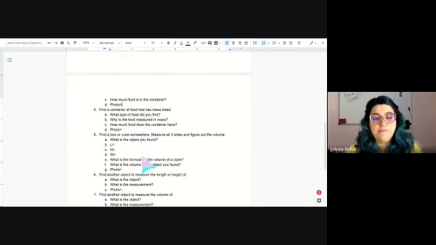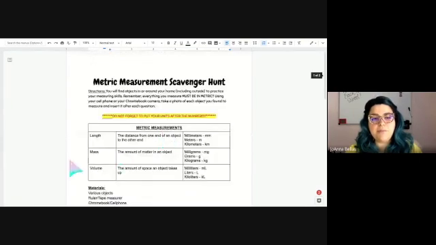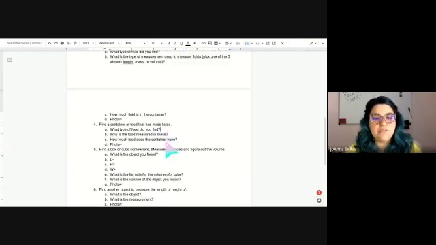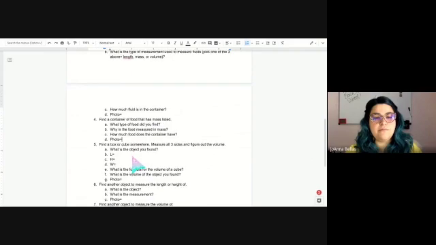Number 4, find a container of food that has mass listed. So remember, mass up here, you're looking for a container of food that has milligrams, grams, or kilograms on it. What type of food did you find? Why is the food measured in mass? How much food does the container have? And then a photo of it.